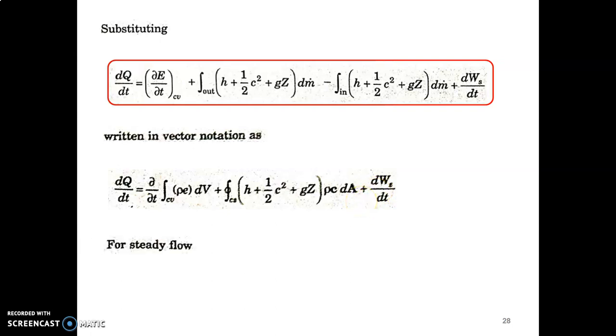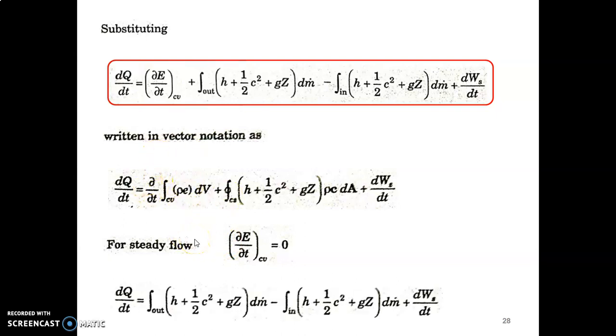Now for steady flow, we are giving some assumptions for the simplification of this equation. For steady flow, we know that dou E by dou T for the control volume will be equal to 0. That is because dou rho by dou T is equal to 0. That's why we have taken this entire term as equal to 0 for a steady flow. So the remaining terms are given here in vector form. We have expanded from this vector form after setting the dou E by dou T term equal to 0.